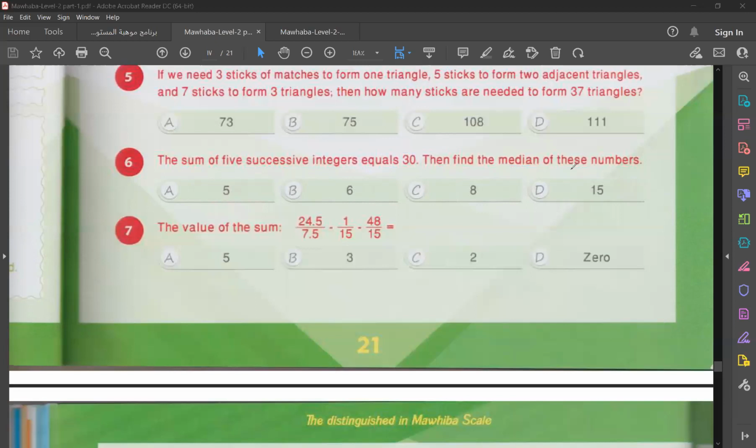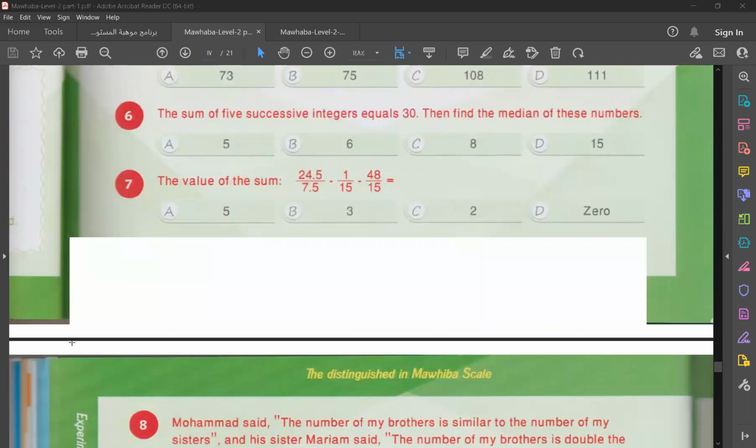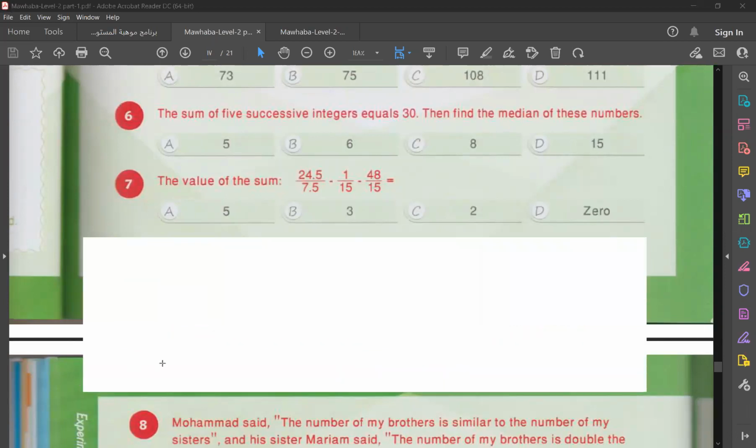Okay, now the next question. Yes, Jude. I am happy to answer question number 7. The value of the sum 24.5 over 7.5 minus 1 over 15 minus 48 over 15 equals 0. Equals 0, how? How do you know 0? It's because if we multiply 24.5 times 2... Why do you multiply by 2?